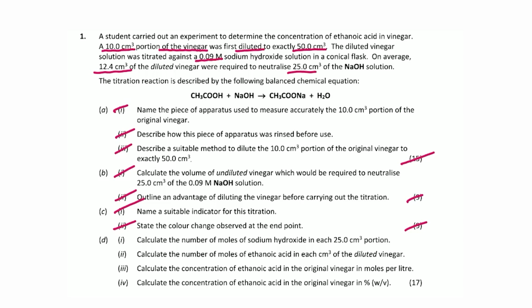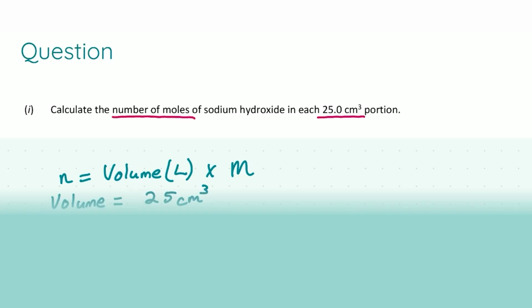We're getting into the bulk of the question now with our calculations. So we'll get straight into those and we'll reference back to the paragraph at the start where we're given all our values for the titration. So now getting into our calculations questions. So part I, we're asked to calculate the number of moles of sodium hydroxide in each 25 centimeter cubed portion. So you know with these straight away, we're looking for the number of moles. We're talking about titration question. We're going to go to our favorite formula, n equals volume in litres times molarity.